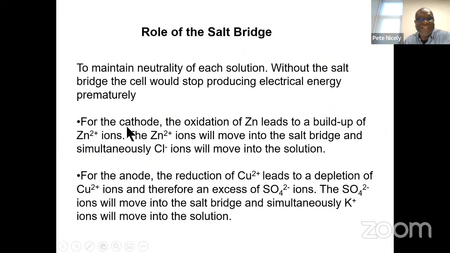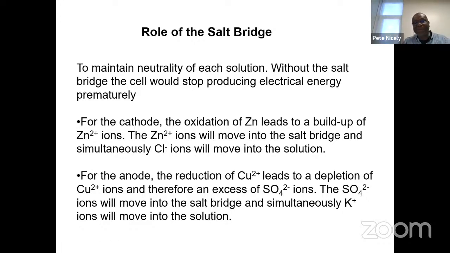Okay, so I just realized there's an error here. This should be the anode here, right? So where it says for the cathode, that should be for the anode, and this should be for the cathode. So please make a note of that on this page right here, all right? So here, for the cathode, reduction of the copper 2+ will take place. And as I said before, that would result in a depletion of the copper 2+ ions. And basically, the result would be that the potassium ions will move into the solution and the sulfate ions will move into the salt bridge. Okay, so that's basically the role of the salt bridge.